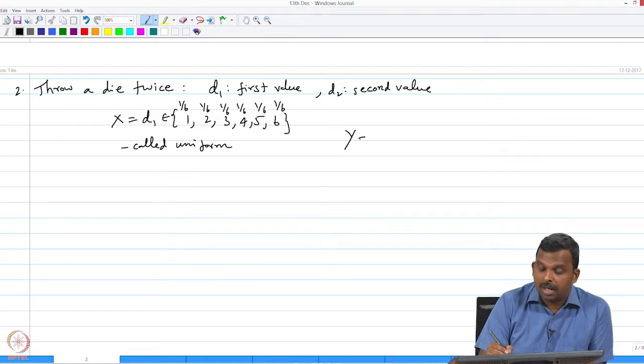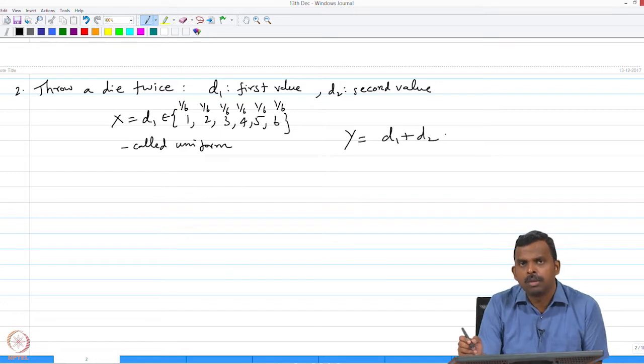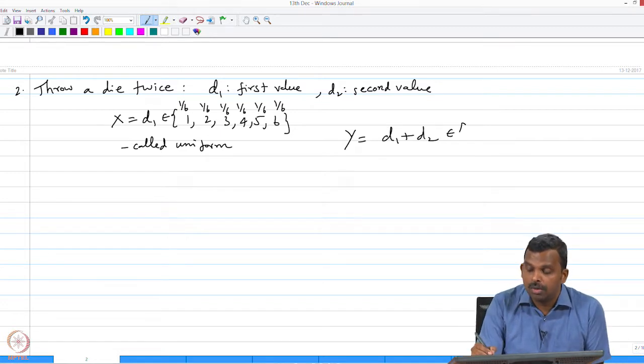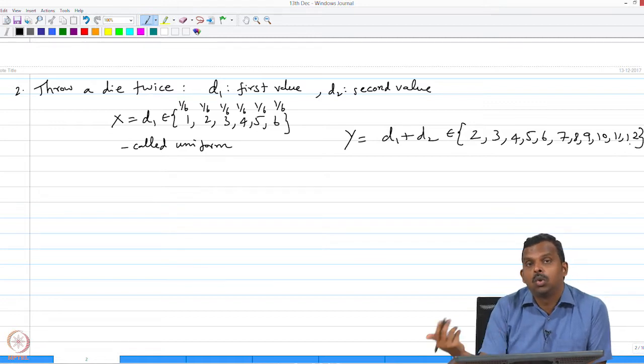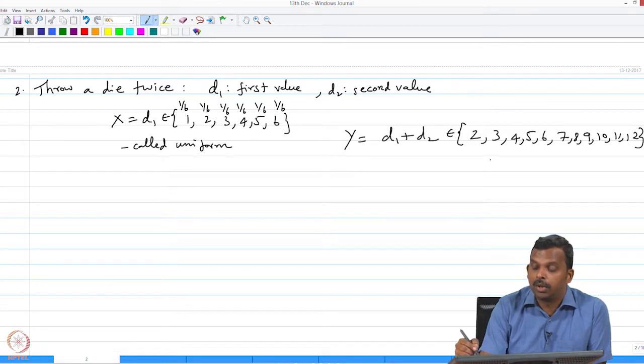I might want to define a random variable which is, let us say, d1 plus d2, the sum of the 2 values. Now, what are the values that this can take? It can take 2, 3, 4, 5, 6, 7, 8, 9, 10, 11, 12. It could be anywhere from 2 to 12. And you can start thinking about trying to compute this probability.